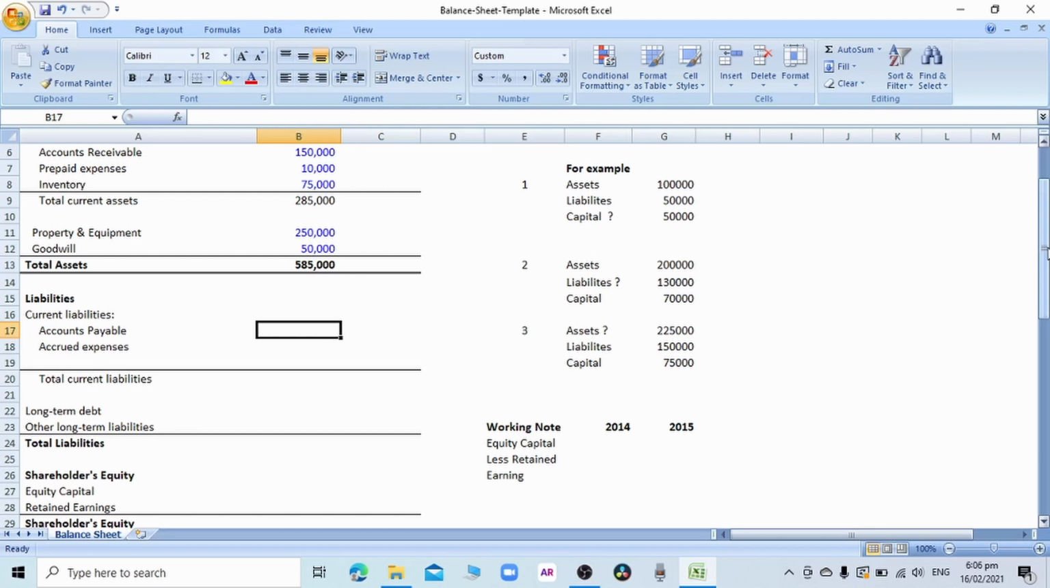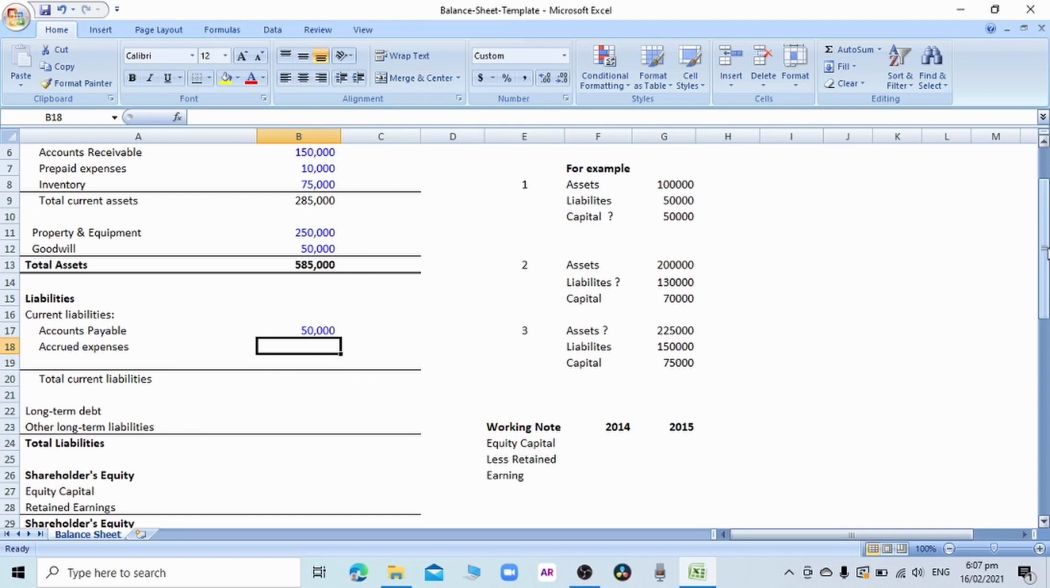Accounts receivable, you are receiving from your debtors, and accounts payable, you are paying to your creditors. So it should be, I think, $50,000. And accrued expenses, what is that?